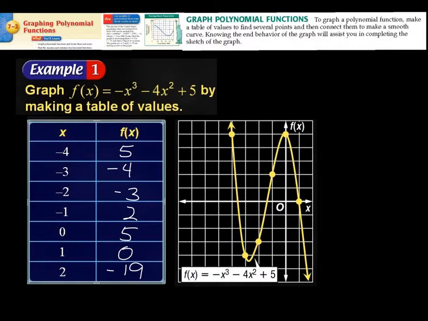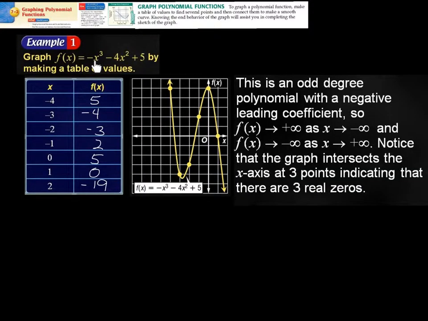And they plotted the points and connected them with a nice smooth curve. You can see that they knew somehow that there was a minimum below that point. This must have been the absolute maximum, and we don't have an absolute minimum because it keeps going down. This is an odd degree polynomial with a negative leading coefficient, so f(x) approaches positive infinity as x approaches negative infinity, and f(x) approaches negative infinity as x approaches positive infinity. Notice that the graph intersects the x-axis 3 times, indicating there are 3 real zeros.